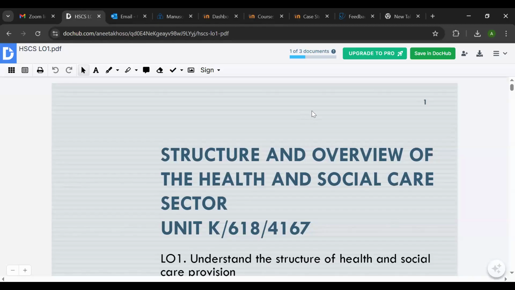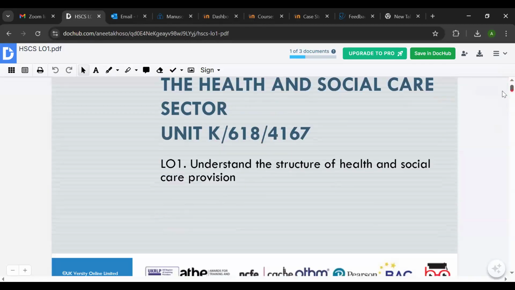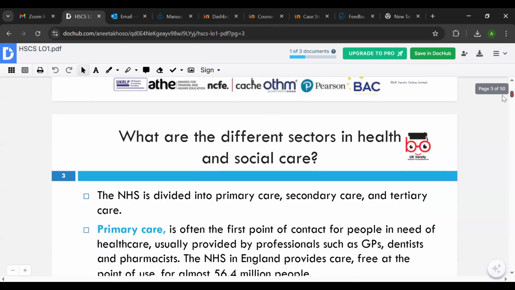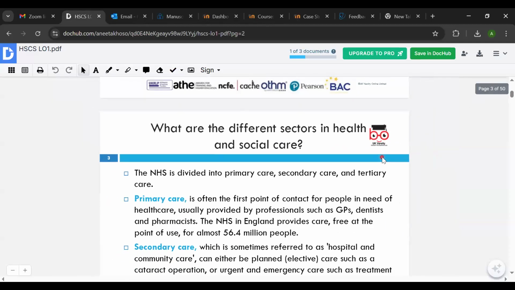I hope you can again see my screen. This is the structure and overview of health and social care, Unit 1. The first learning outcome says that we need to understand the structure of health and social care provision. We've talked about what this unit aims to do earlier. Now, there are different sectors within the NHS, within health and social care.